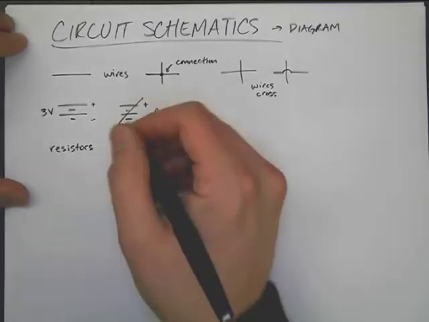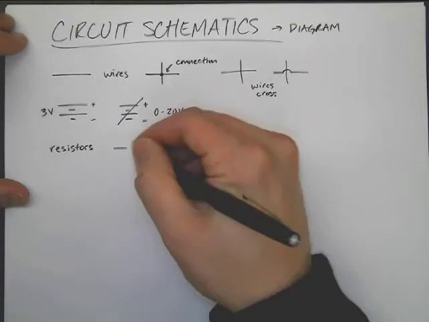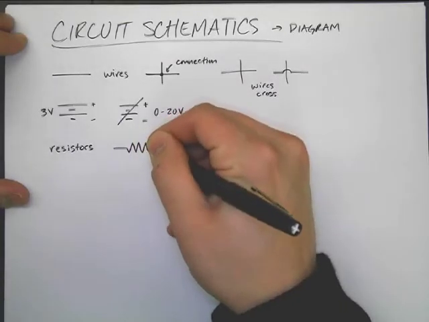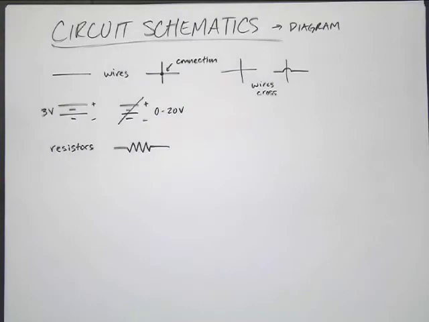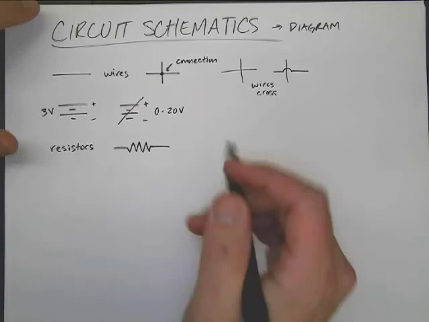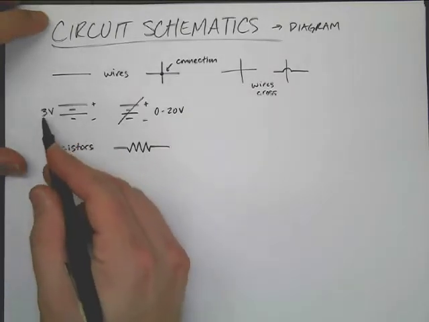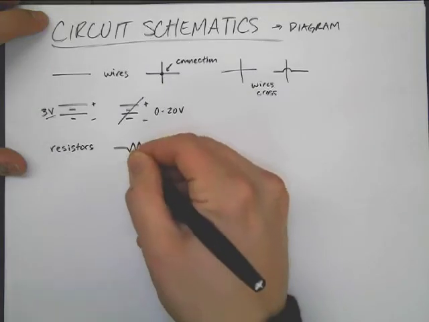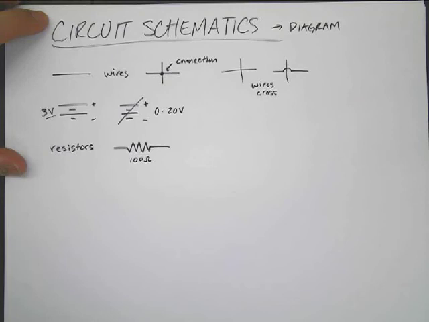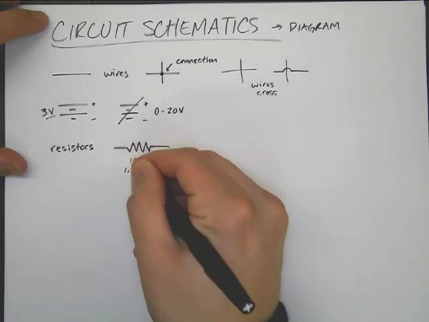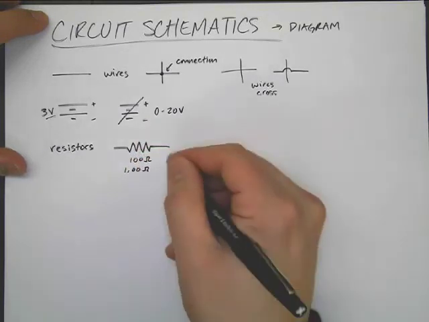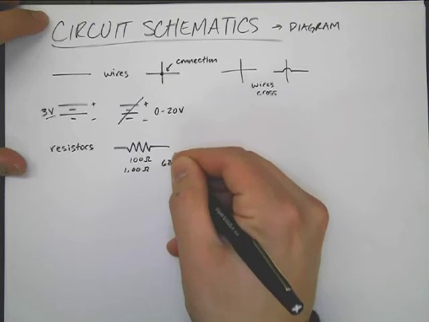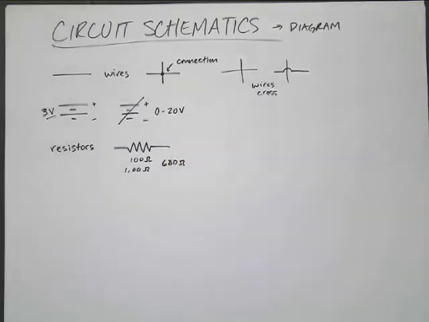So the standard symbol we'll use is this kind of up and down mountain peak looking thing. And typically, just like with the battery, where we label how much voltage is supplied, resistors we typically will label as well. You could have a 100 ohm resistor, you could have a 1000 ohm resistor, you could have a 680 ohm resistor. Whatever the resistance is, we'll get in the habit of labeling them.